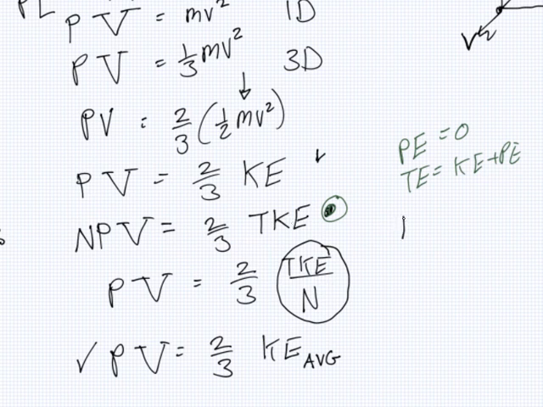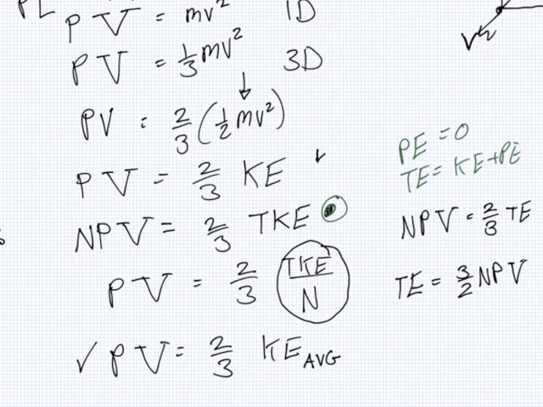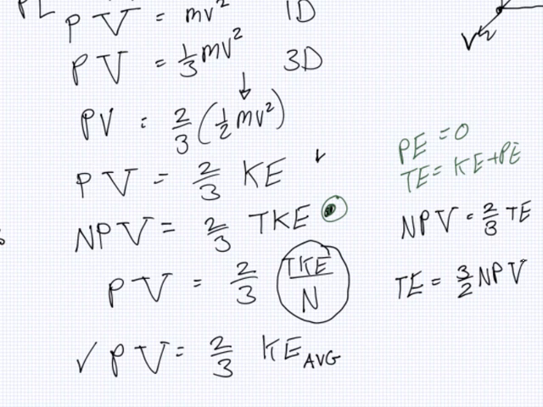So we can say NPV equals 2/3 the total energy. So, in other words, the total energy will be 3/2 NPV. I think that's what I have here. Oh no, I have it wrong. I have an N somewhere and I shouldn't. What did I do wrong? I shouldn't have that N there, should I? What is 3 over 2? Oh, I just rearranged it.